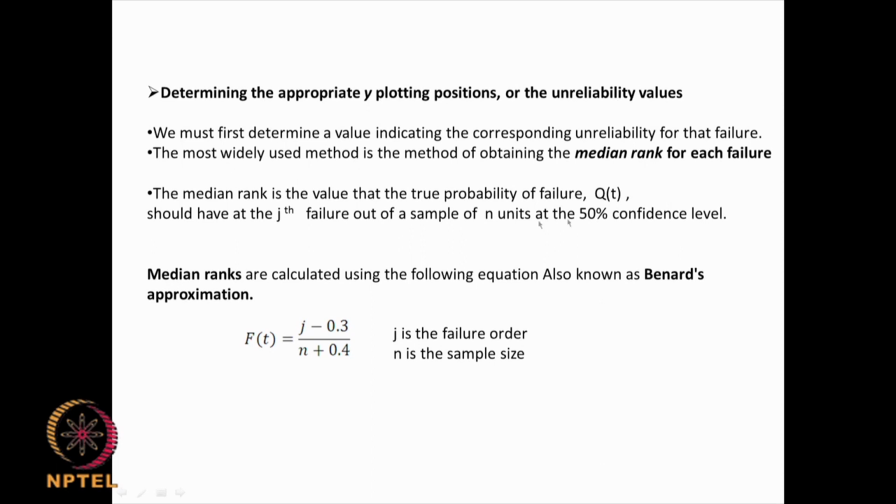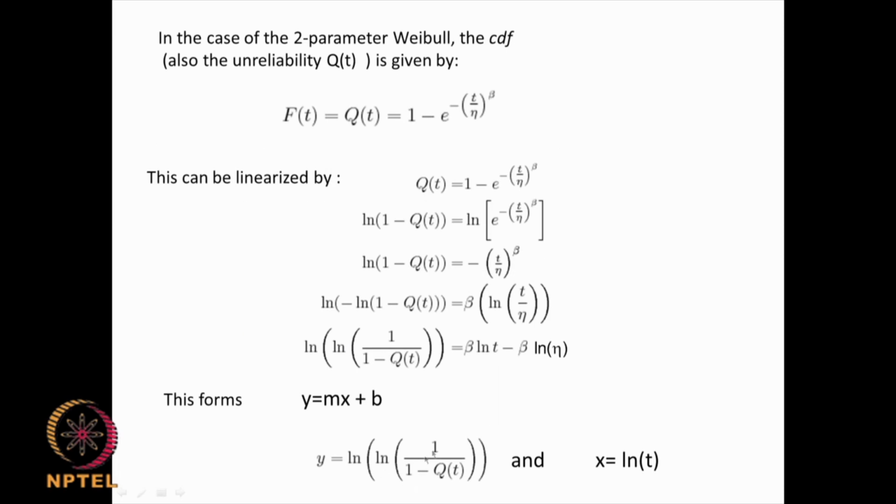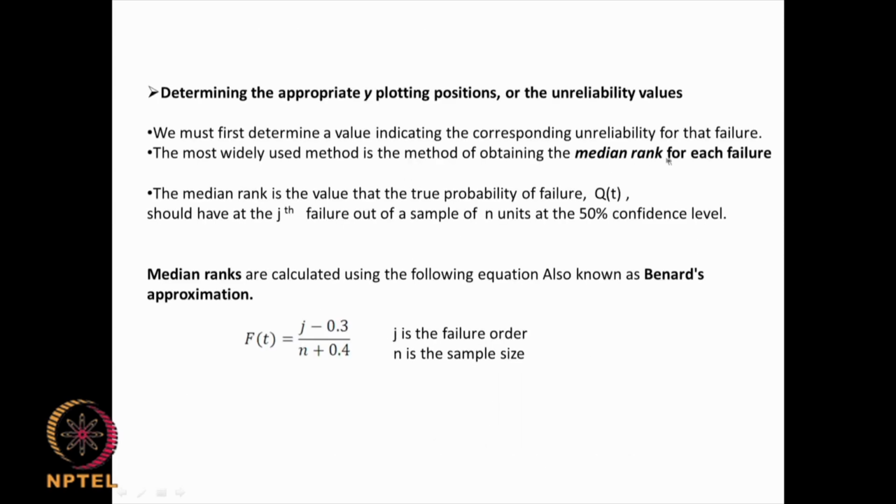So how do you calculate median rank? We use this formula: j minus 0.3 divided by n plus 0.4. j is the failure order and n is the sample size. So if I have 10 samples and this particular part fails at the third position, failure order is 3, then 3 minus 0.3 divided by 10 plus 0.4 will be the median rank of that particular part. Understand? So the whole problem here is how do I estimate this q? In order to estimate q, there is an approach called median rank for each failure, which can be calculated by using this particular formula.